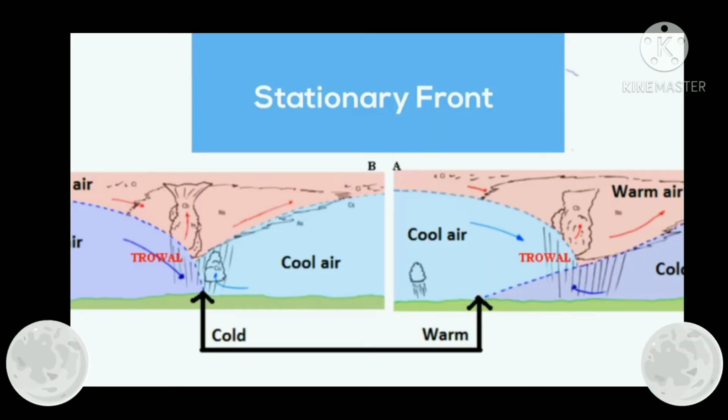Stationary fronts. These form when a cold or warm front stops moving, when two air masses push against each other, but neither is powerful enough to move the other. The weather is often cloudy, rainy, or snowy, especially if the front is in an area of low atmospheric pressure.